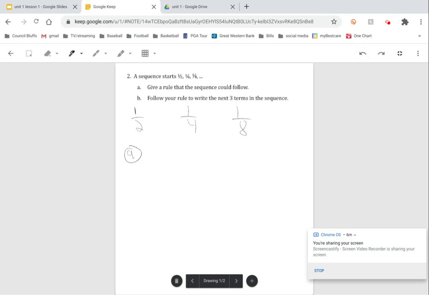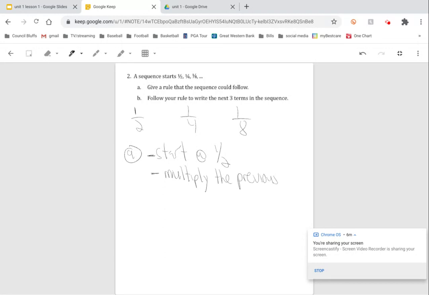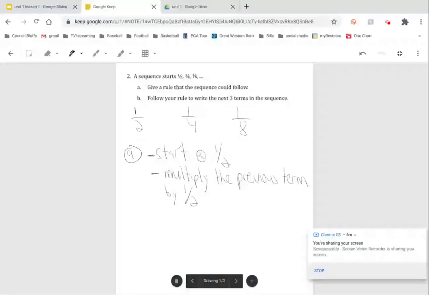So give a rule that the sequence could follow. Okay. So we start at 1/2. That's the first part of the rule. And then multiply the previous term by 1/2. A half times a half is a fourth, and a fourth times a half is an eighth.